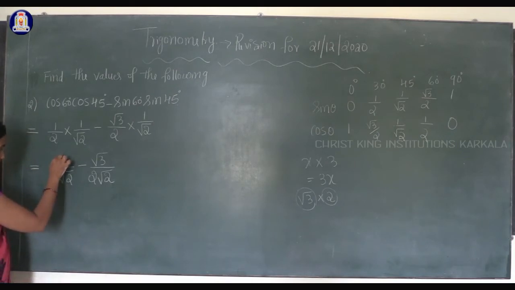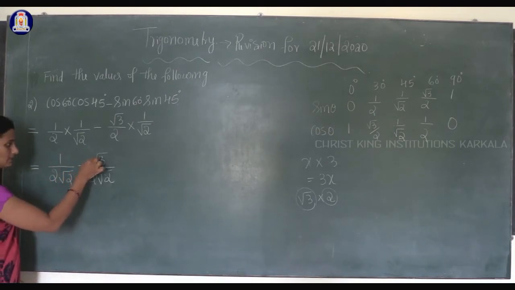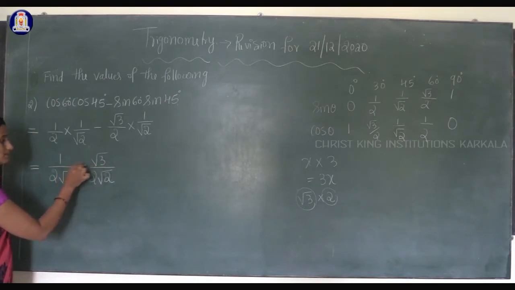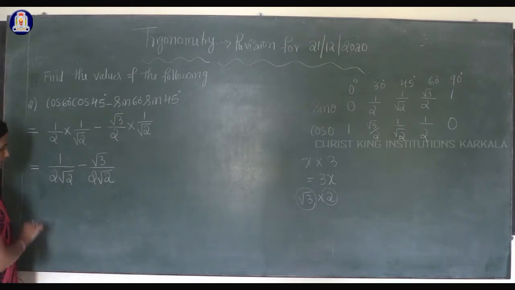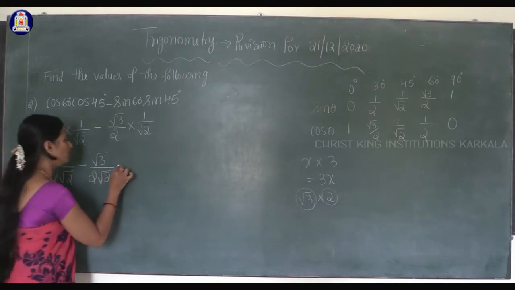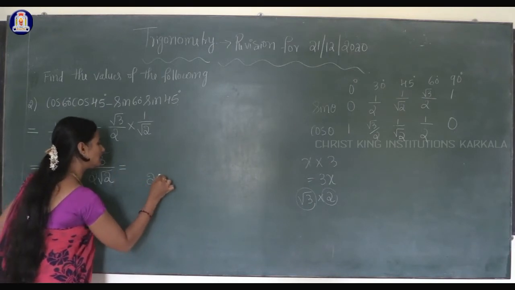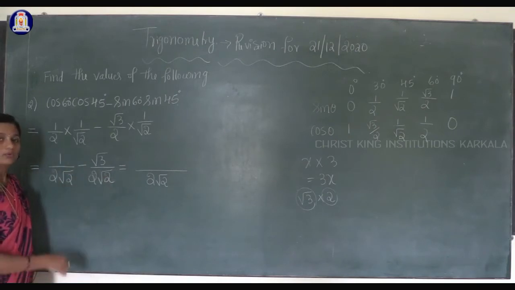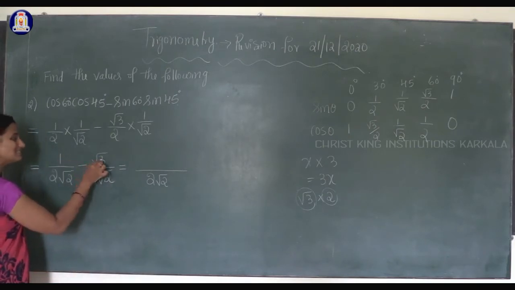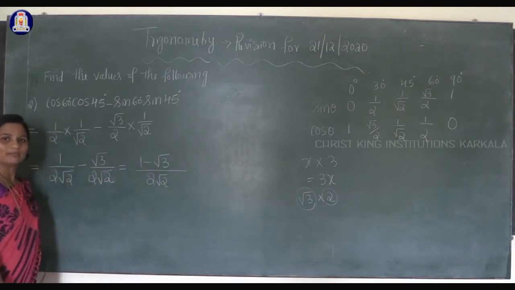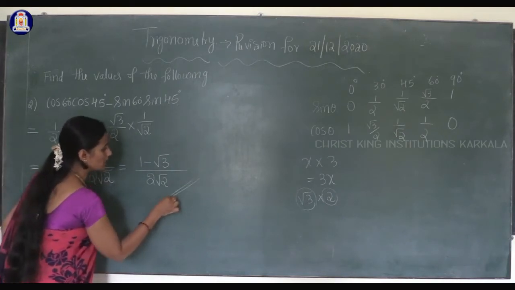Yes. Now 1 by 2 root 2 minus root 3 divided by 2 root 2. So what is this? It is subtraction. So how to take the subtraction? See the denominator. Denominator is 2 root 2, the same denominator. If it is the same denominator, what is your LCM? LCM is that itself, that is 2 root 2. Now what is your numerator? Numerator is 1 minus root 3. So this is your answer.